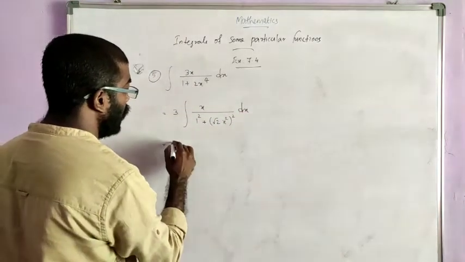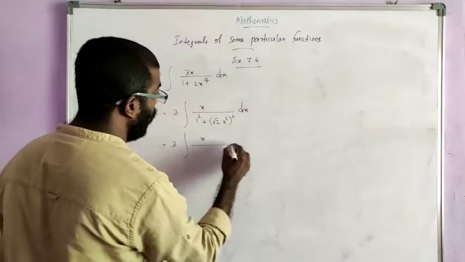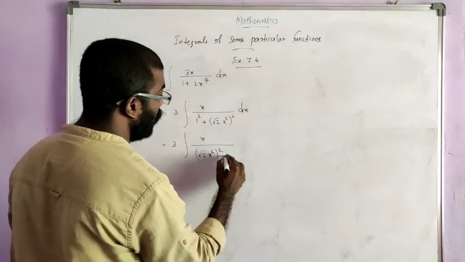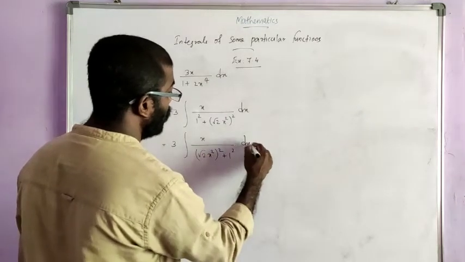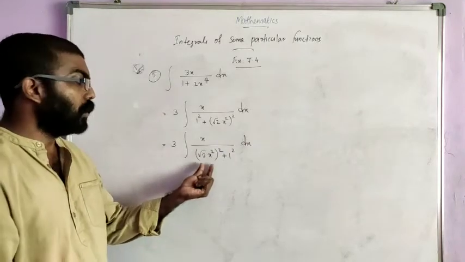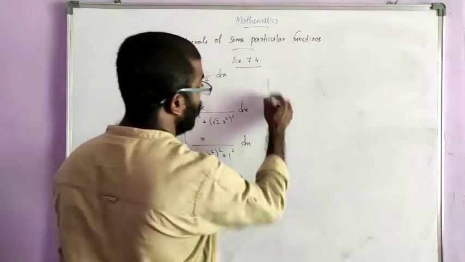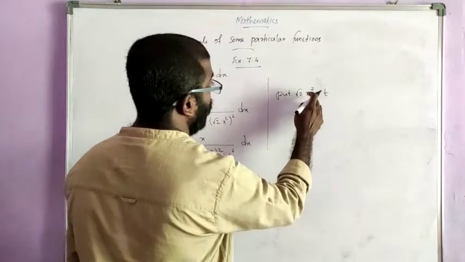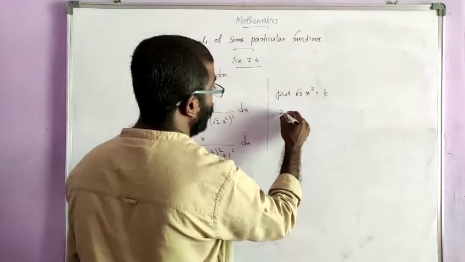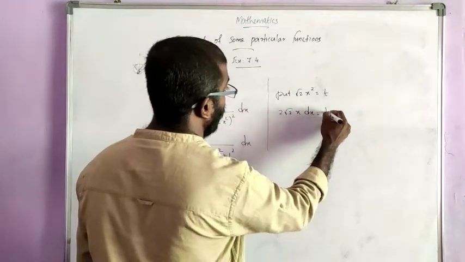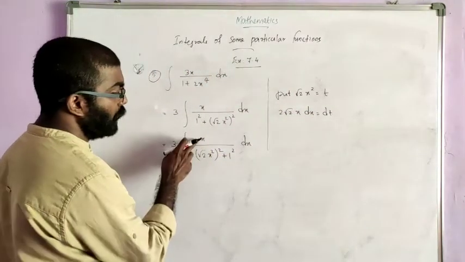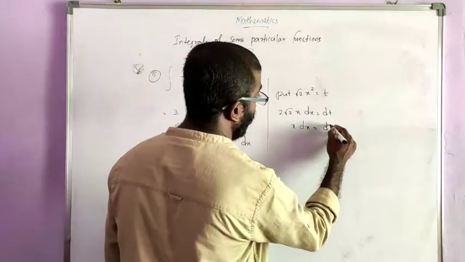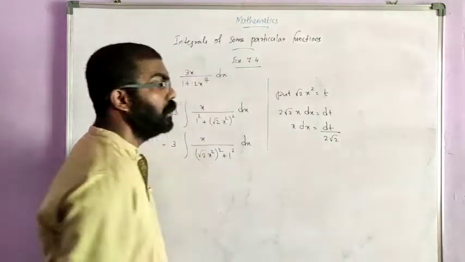Or we can rewrite this as 3 into integral x by, this time we can write first root 2 x square the whole square then plus 1 square dx. Now we can put root 2 x square as t. So put root 2 x square is equal to t. x square derivative is 2x, so 2 root 2 x dx is equal to dt. But on the numerator the term is x dx. So from this we can write x dx is equal to dt by 2 root 2.